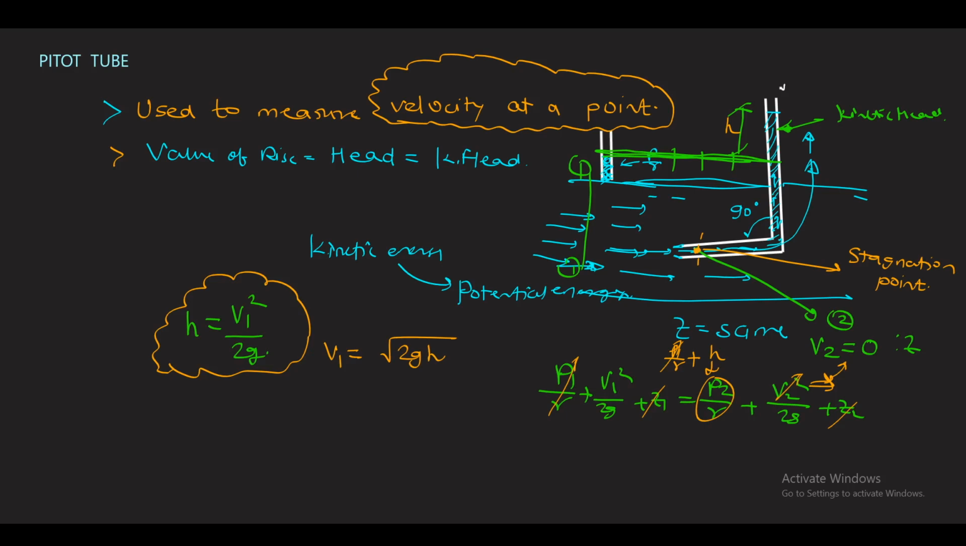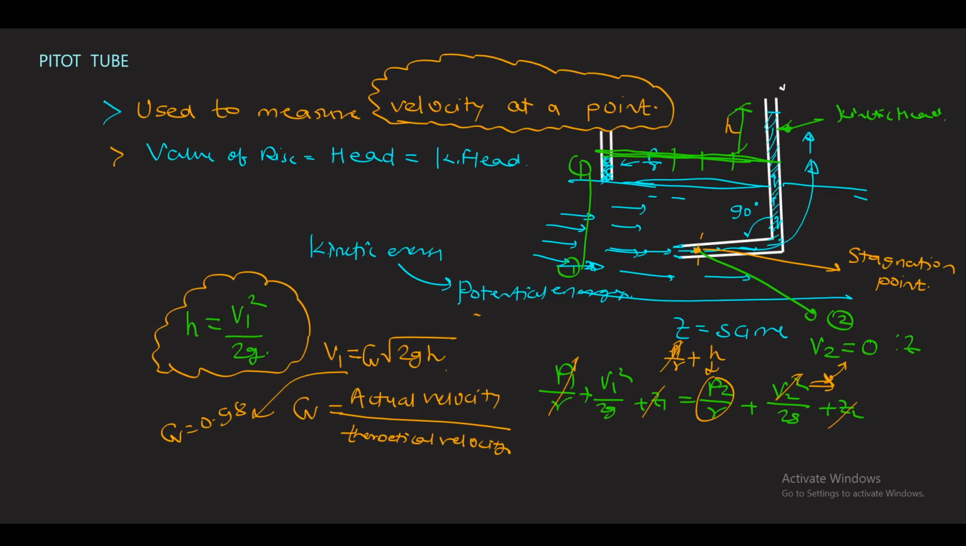Again, Cv is introduced here, and you all know that Cv is the actual velocity divided by the theoretical velocity. And this value Cv, as I said already, is 0.98. In most cases it is between 0.95 and 0.99, and in the case of the pitot tube it is 0.98. So this is about the pitot tube.